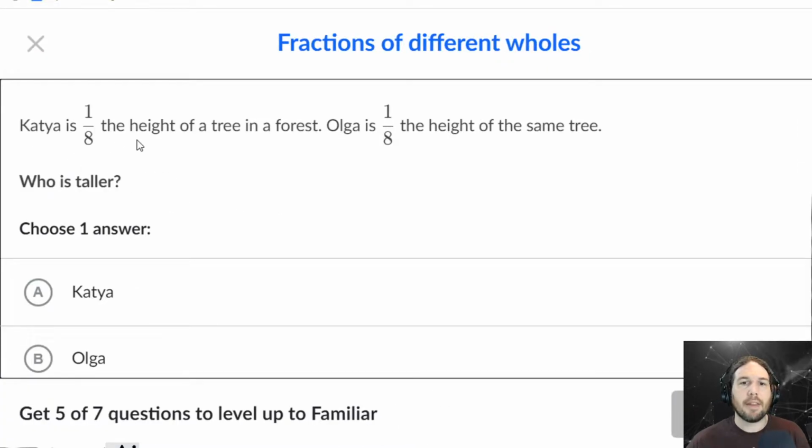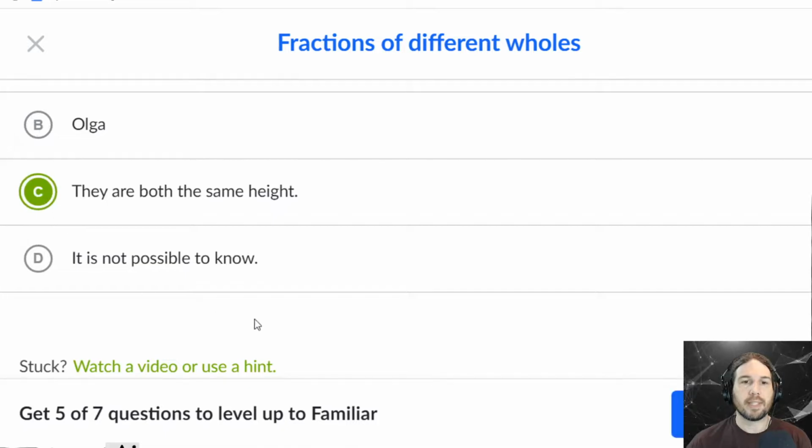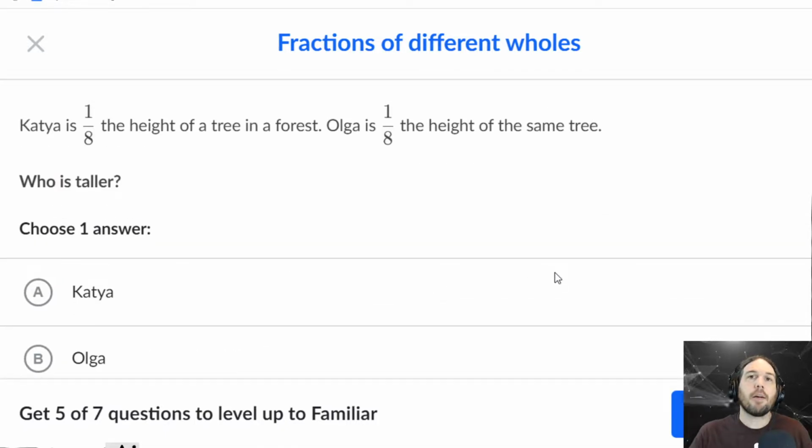Katya is 1/8 the height of a tree in a forest. Olga is 1/8 the height of the same tree. Who is taller? They're both the same height, because they are comparing to the same tree.